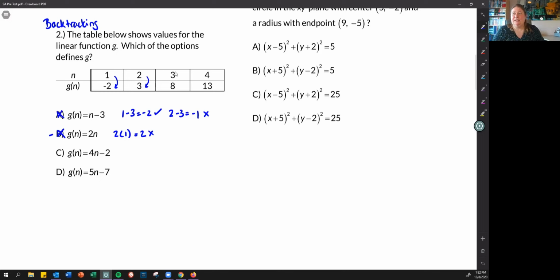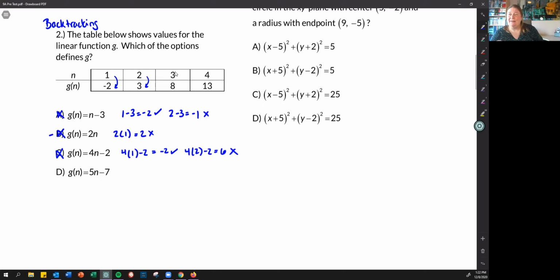Let's check to see if it's this one. If I plug in, we're back to 1. Let's see, 4 minus 2 is -2. That is what I was looking for. So let's try the next one. 4 times 2 minus 2, I would get 8 minus 2. 8 minus 2 is 6. Oh no, I wanted to get 3 here, so let's cross off C because it didn't work for the second set of numbers. I think the answer is going to be D.